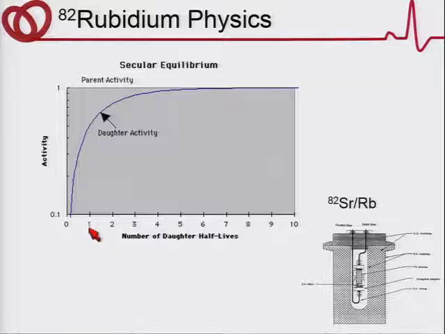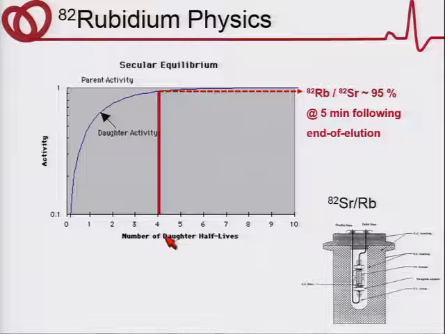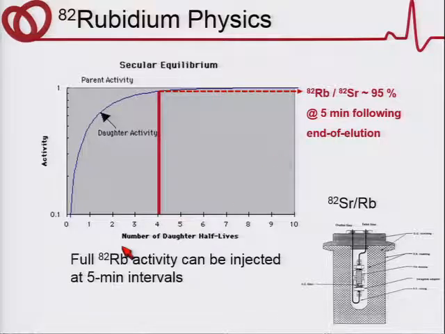Right after eluting the generator, you can see here at time 0, the blue curve shows how quickly rubidium will regenerate on the column. So after 4 daughter half-lives, remember the half-life is a minute and a quarter, at 5 minutes, 95% of the rubidium is available again from the generator to re-elute. So you can elute or perform a rubidium perfusion study basically at 5-minute intervals.